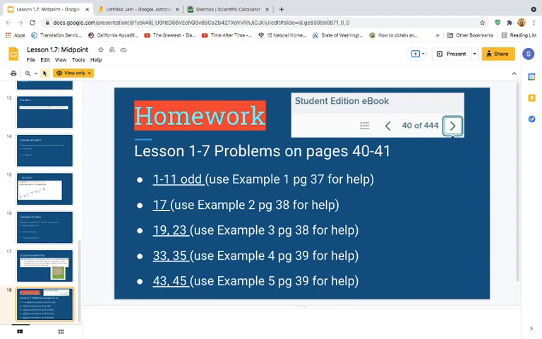Okay. Remember, these solutions are in the back of the book. And that's to help you out so you can check your work.